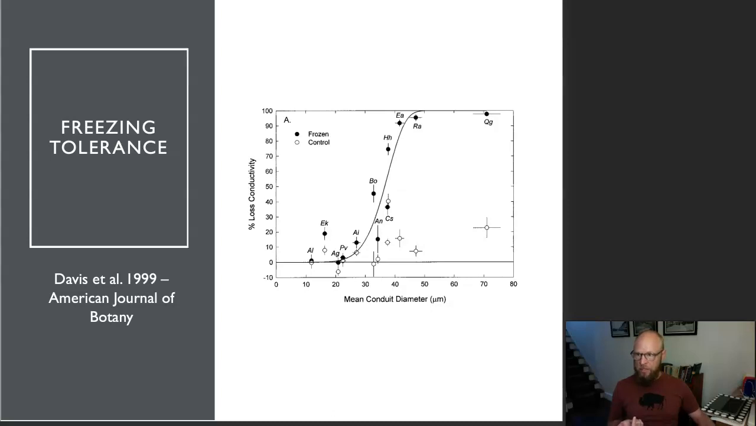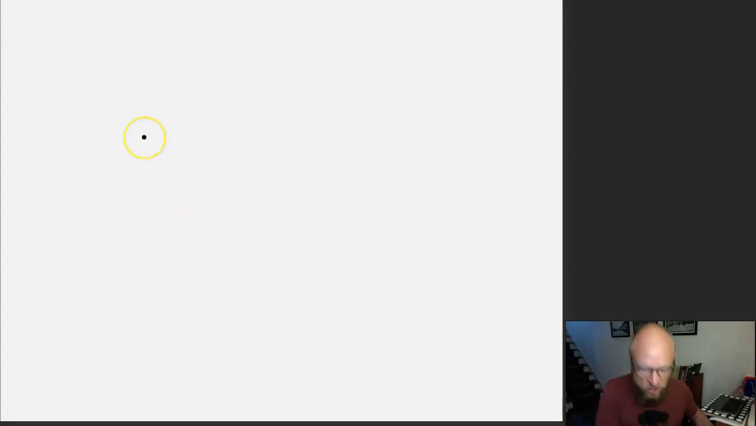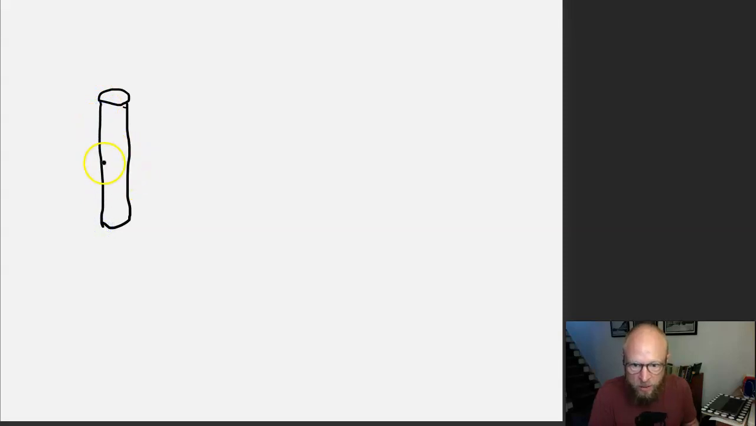embolism. Let me just show you what happens during freeze events. So if I'm going to draw another vessel here. Okay, this is a vessel, and when this vessel freezes, it will get an air bubble in it. Okay, so it's just what happens when water freezes inside these vessels. And remember, these air bubbles can be a really bad thing, right?